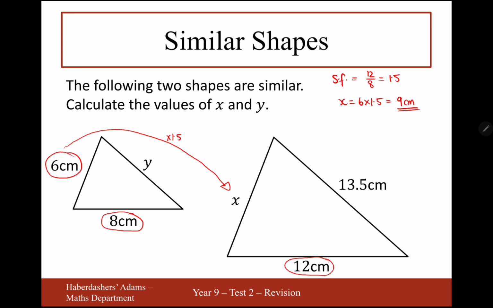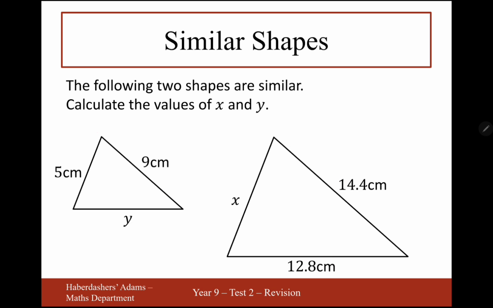And to get y, we need to take the 13.5 and divide by 1.5 because we're making it smaller. So y equals 13.5 divided by 1.5. 13.5 divided by 1.5 on the calculator is also 9 centimeters just by luck. Lovely, there we are. So that's the answer for that question there. Okay, if you didn't get that one, then have a go at this one here. Pause the video and give this question a go.